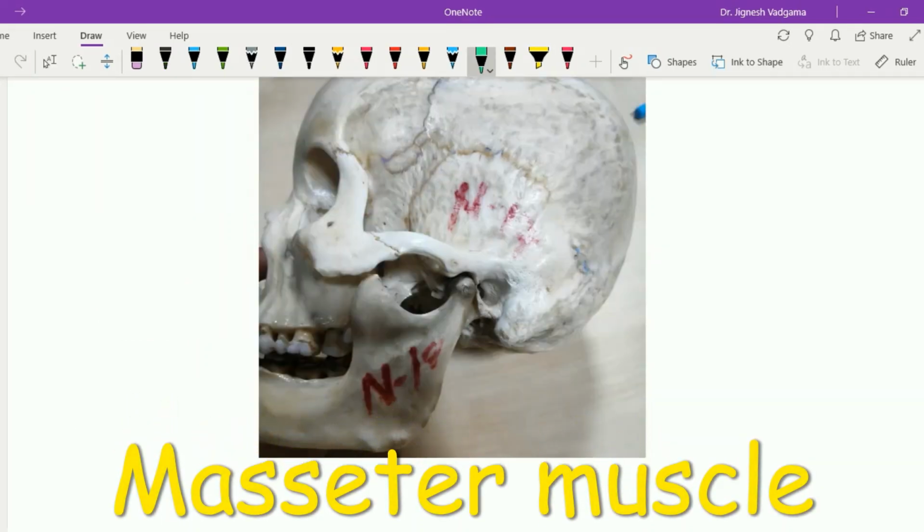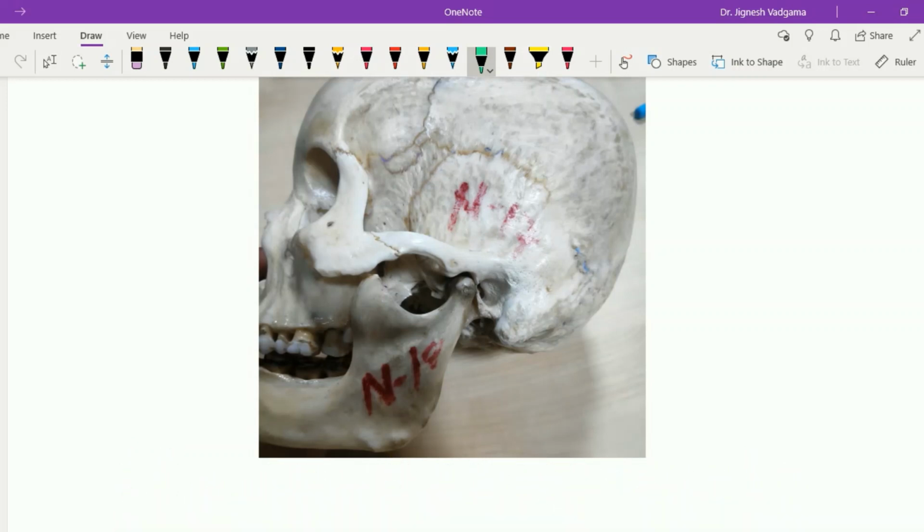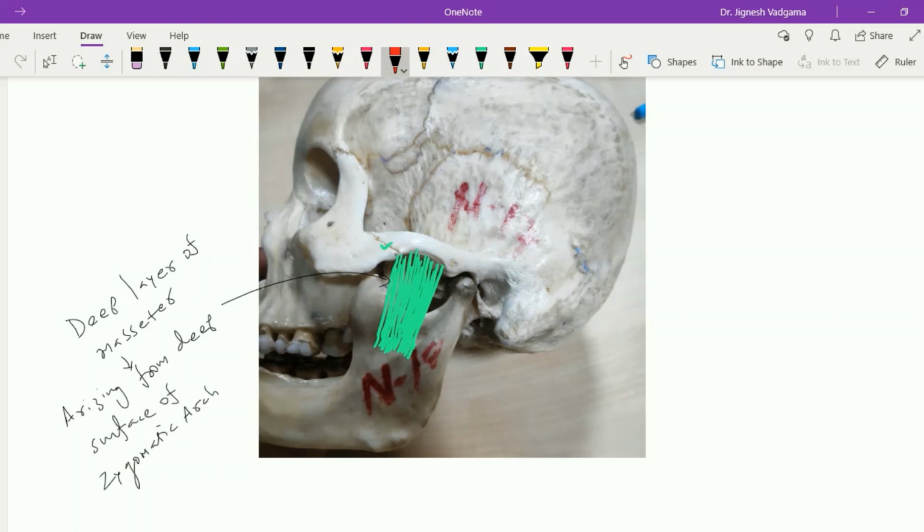Now let's see the attachment of the masseter muscle. This masseter muscle is a quadrilateral muscle which arises from the zygomatic arch as 3 heads and inserts over the lateral surface of the ramus of the mandible. So the deepest fibers of the masseter muscle arise from the deep surface of this zygomatic arch, and these fibers pass forward and insert over the anterior and lateral aspect of this ramus of the mandible.